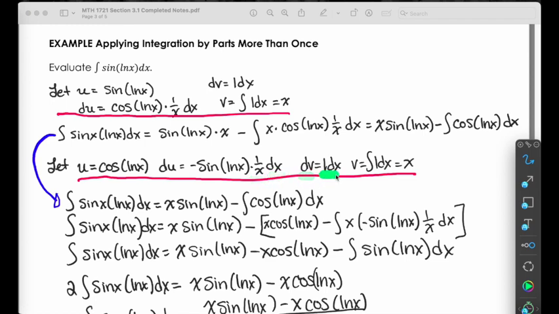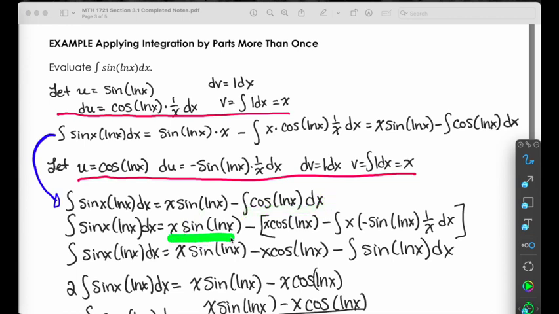dv is going to be 1 dx. So when I integrate to work backwards to find v, I'm going to get that v is x. So I'm going to carry this down. This is what we had before. This is where we left off. So I had x sine ln x minus the integral of cosine ln x.